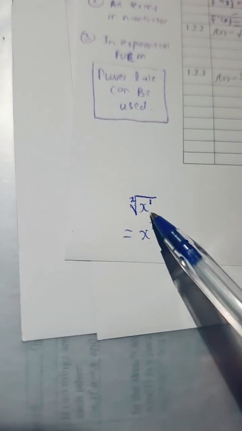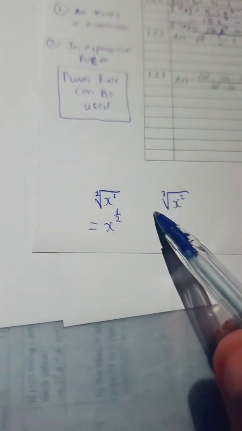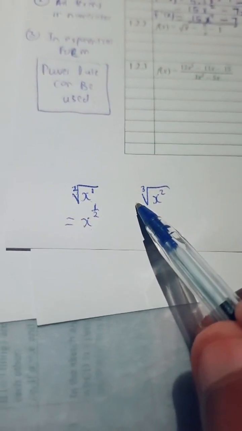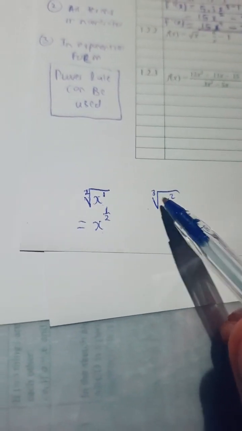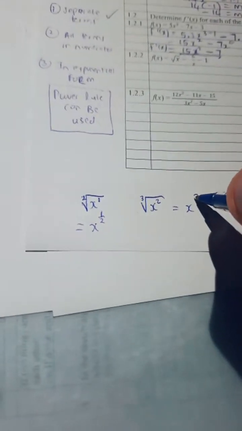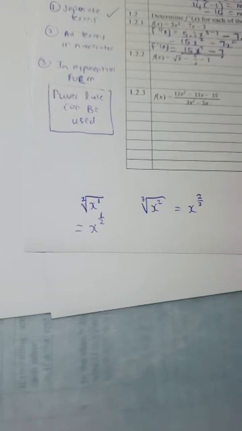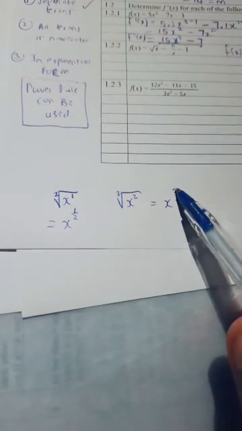So this x to the power 1, the square root of x to the power 1, becomes x to the power a half. All right, I just want to say that if, let's say, it was x to the power 2, and let's say it was a cube root, the 2 becomes a 2 in the numerator for your fraction, and this 3 is in the denominator. So it's x to the power 2 over 3.